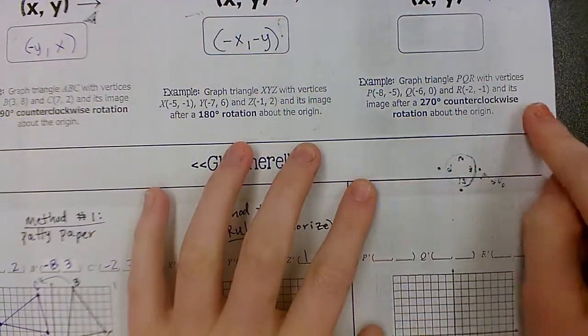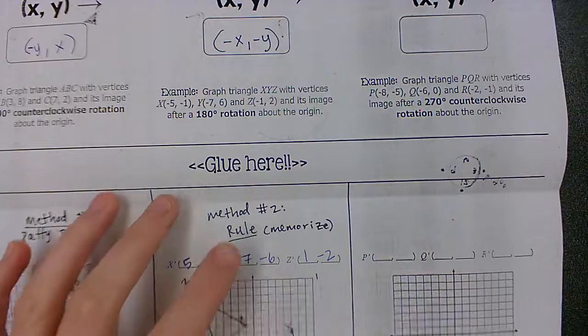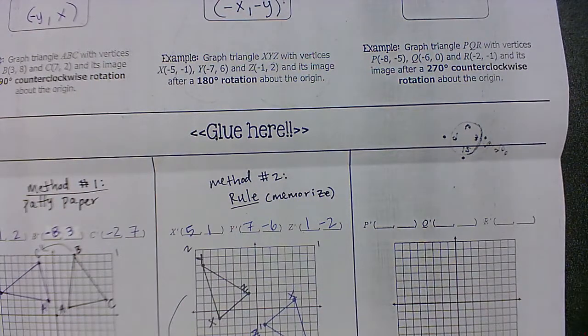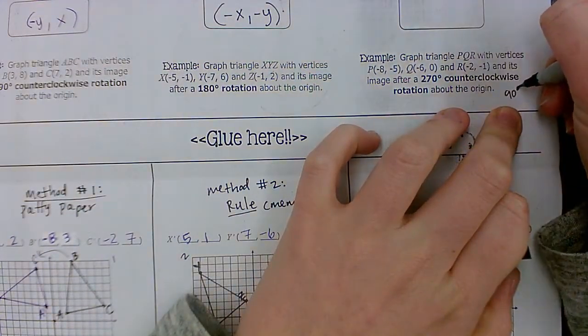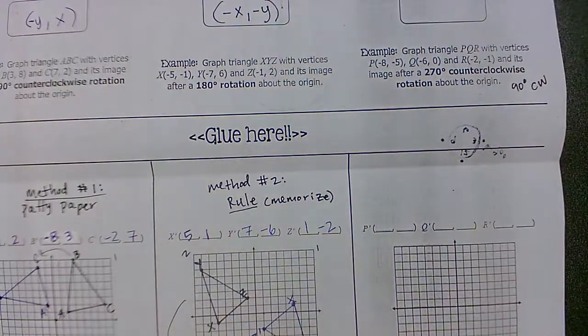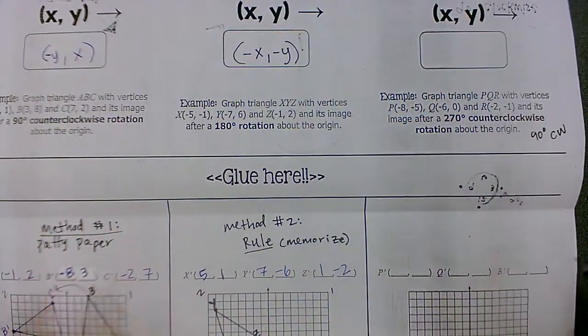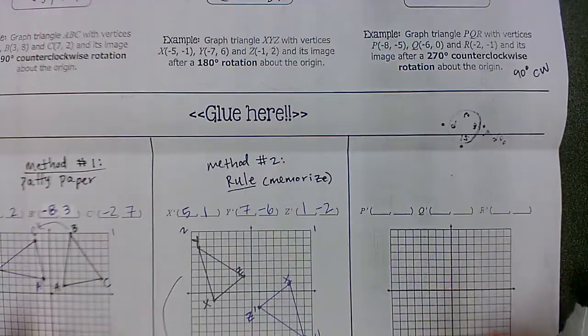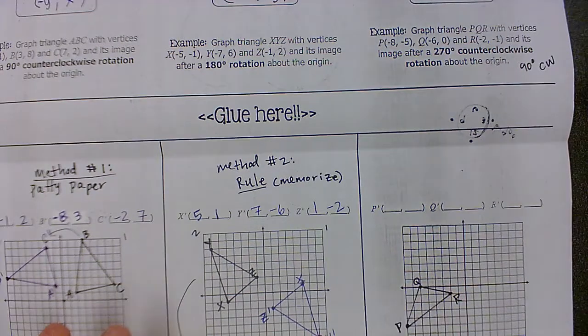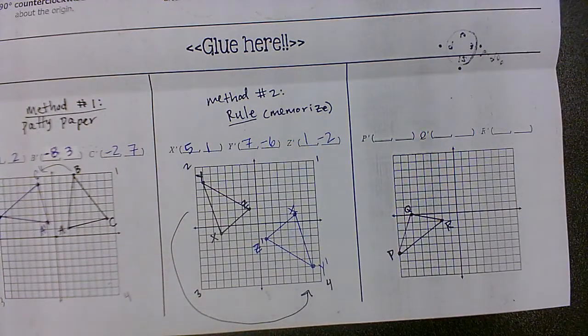So we're going 270 counterclockwise, which means I'm going 90 degrees clockwise. I always like to move in 90 degrees because it's way less work than going all the way around. Okay, we do have a rule, but let's wait on that. So let's go ahead and graph our pre-image. I'll let you do that. Okay, so there's my pre-image.